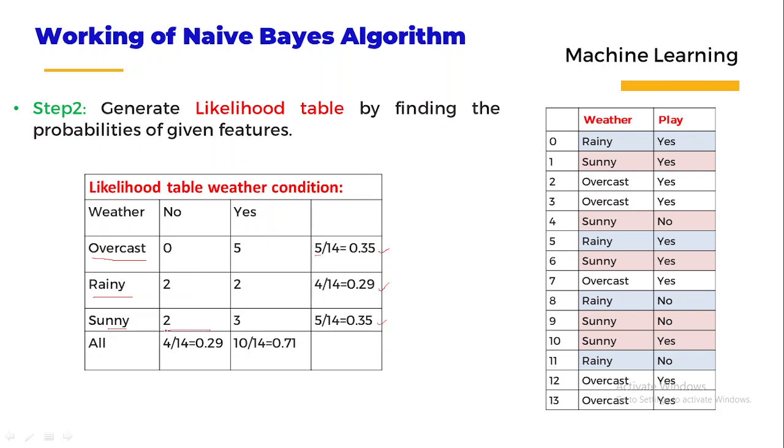Similarly, we are calculating the likelihood for no and for yes. How many no's are there? 4. 4 by 14 is equal to 0.29. And the likelihood of yes is 10, because 5 plus 2 is 7, and 7 plus 3 is 10. So 10 divided by 14 is equal to 0.71. This is how we calculate the likelihood.